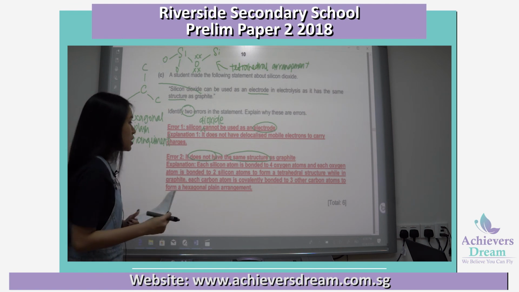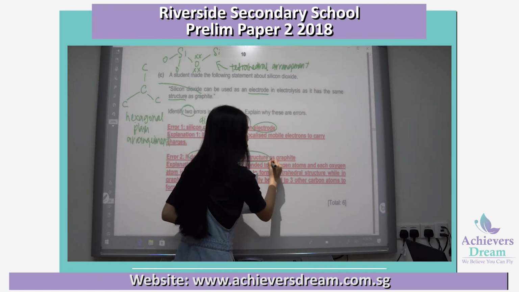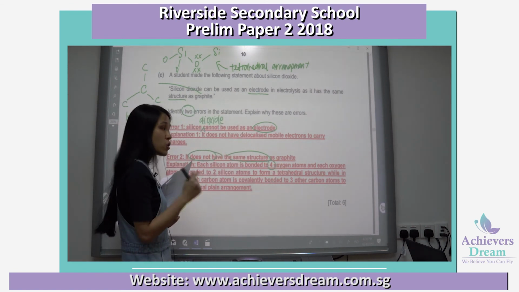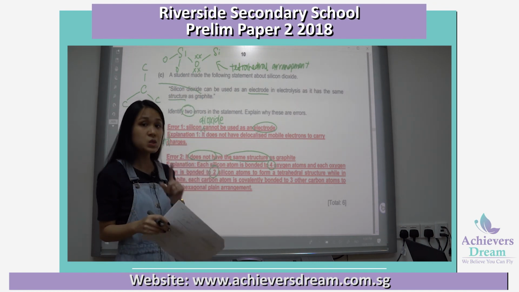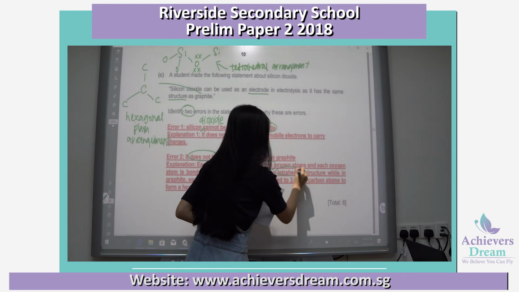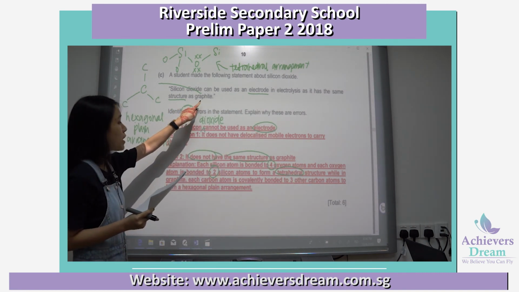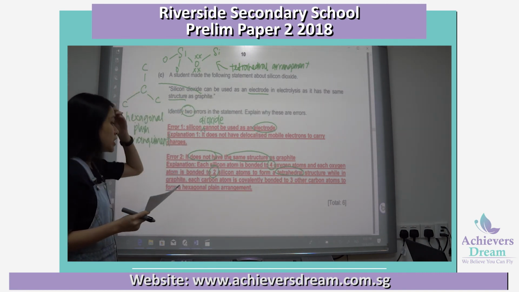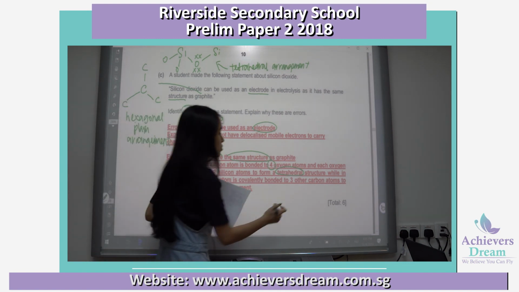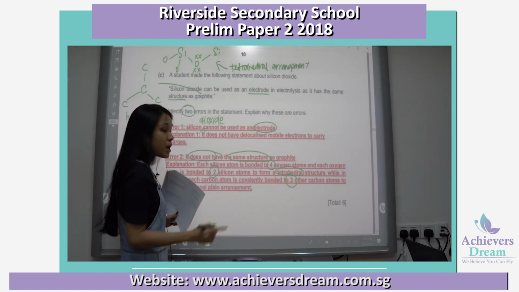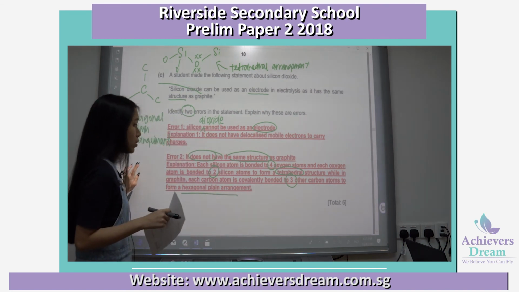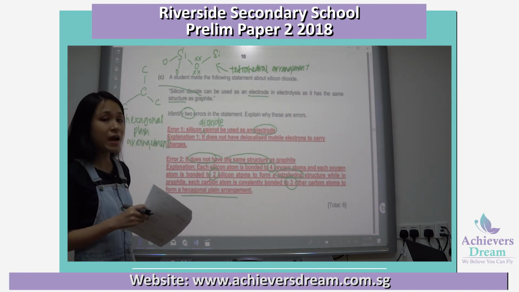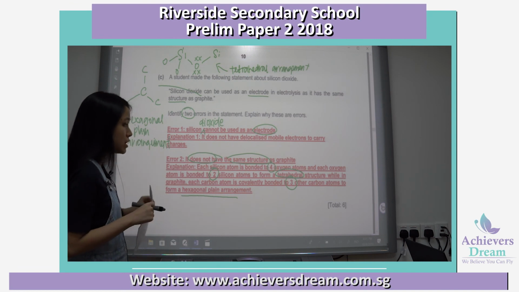So let's take a look. Each silicon atom is bonded to 4 oxygen atoms, while each oxygen atom is only bonded to 2 silicon atoms. So this will form a tetrahedral structure. But for graphite, which is made up of carbon, each carbon atom is only bonded to 3 other carbon atoms, and the structure that is formed is a hexagonal plane arrangement. So that is why silicon dioxide and graphite do not have the same structure.